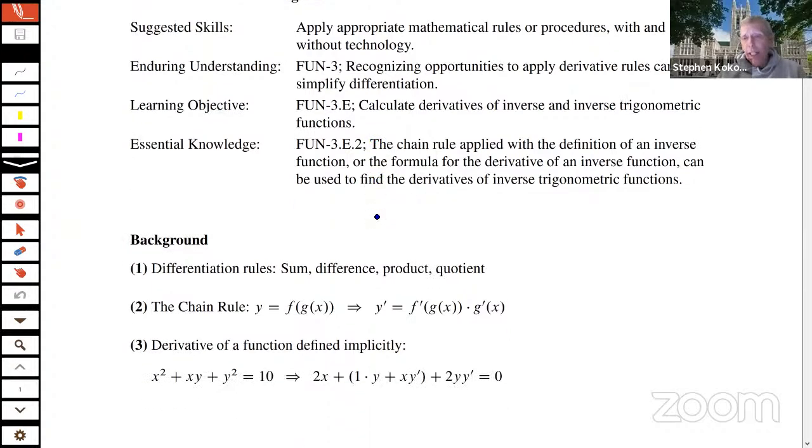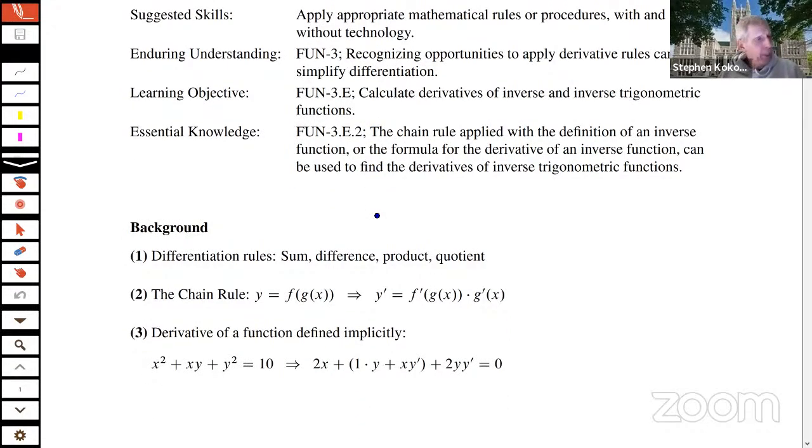Down at the bottom of this page, and again, as usual, I'm going to start by just reminding you that to work through tonight's topic, we might use some of these background ideas, for example, some differentiation rules. So we might use the differentiation rule for the sum or a difference or a product, or even the quotient rule. We might use the chain rule. So for example, if we have y equals f of g of x, how do you find the derivative y prime? Well, we start at the outside and we work our way in. So that's f prime of g of x times g prime of x.